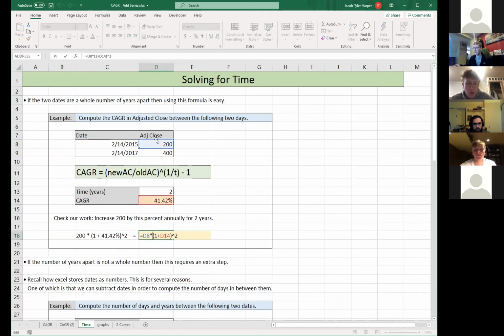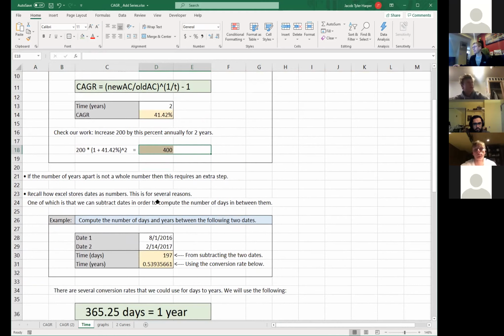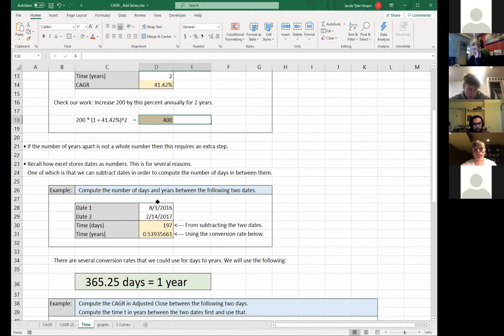So if I take 200, I grow it by 41% for 2 years, I do in fact get 400. So that's what the compound annual growth rate is. That's one type of example where we're solving for it. Now, that's not technically what we're going to be doing with that formula, but I just wanted to show you what it looks like when you plug those things in.